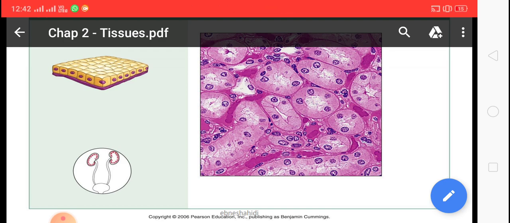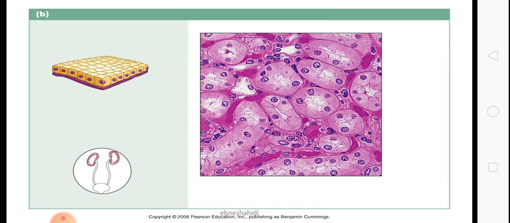As we know that it is found in the kidney also. So in the uriniferous tubules, cuboidal epithelium cells absorb wastes from the blood and help in their excretion, in removing them. So it also helps in the removal of the wastes.